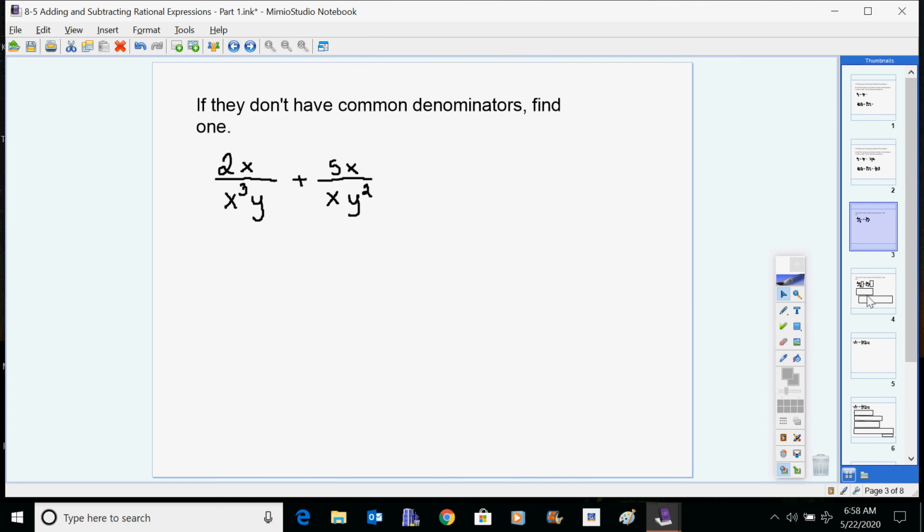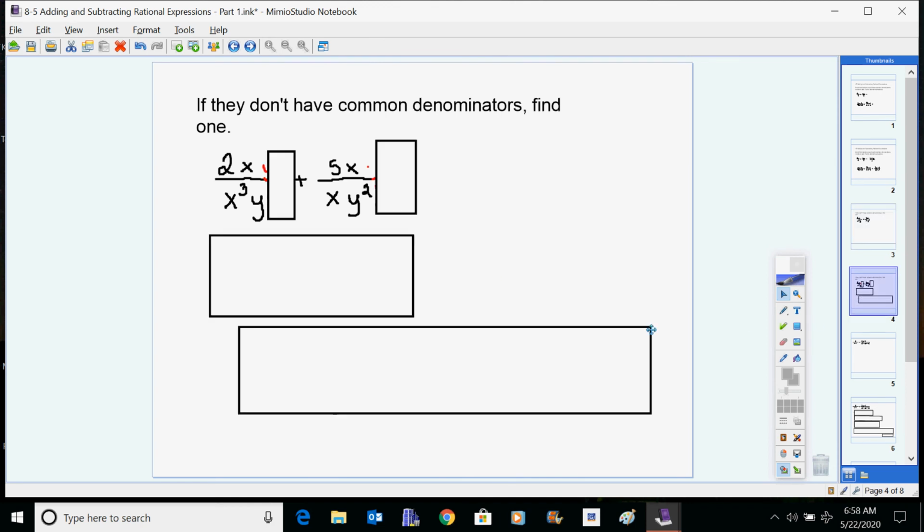Okay, so I think what you'll find though is that it is slightly easier than when it's pure numbers. And so let's just jump right into it. So I need to make sure that I have the exact same thing in this denominator as in this denominator. This one has 3 x's and 1 y, and this one has 1 x and 2 y's.